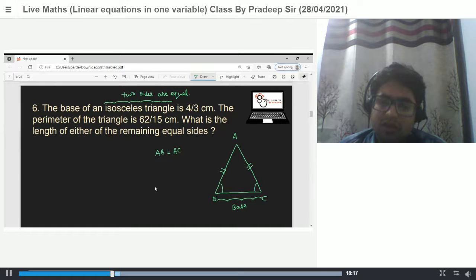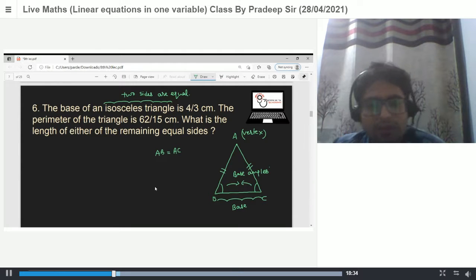These angles are the base angles, and this is known as the vertex. Got it, Aditya? What is the base, what are the base angles, and what is the vertex?